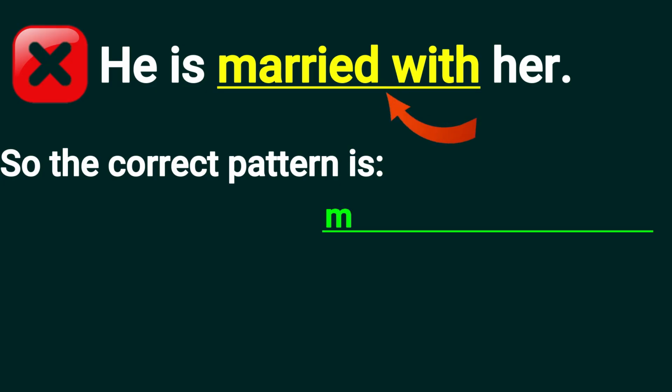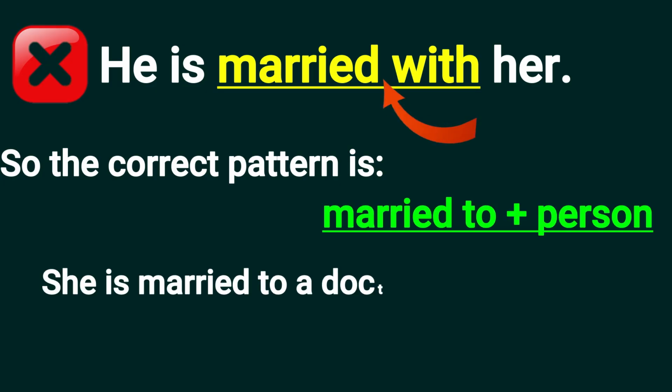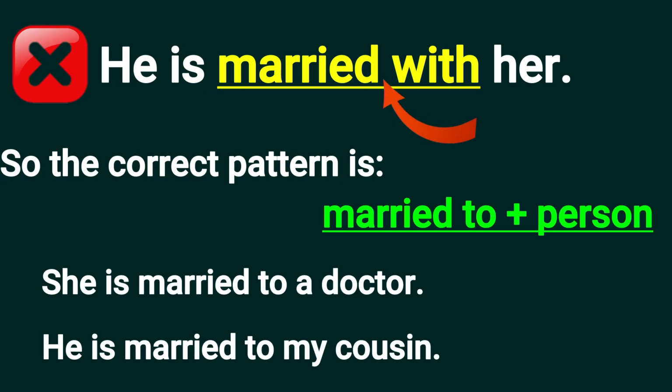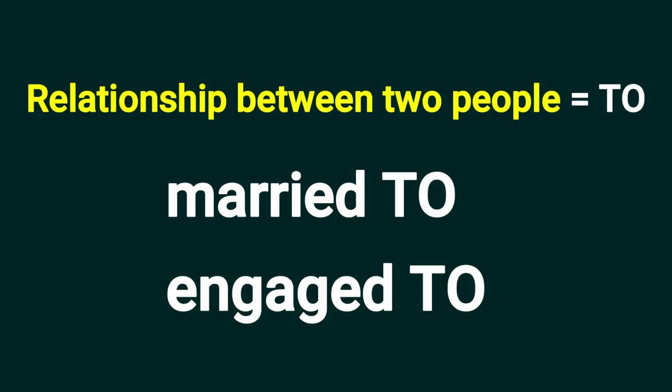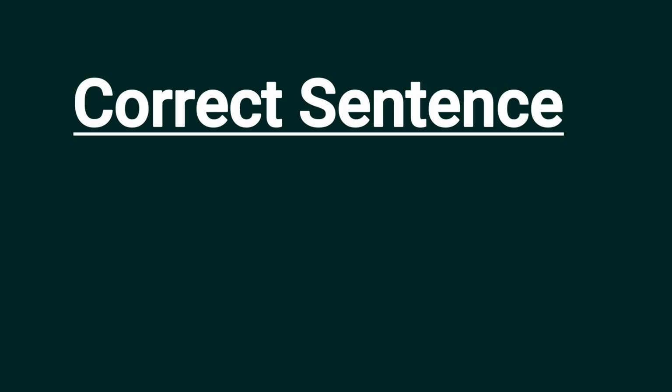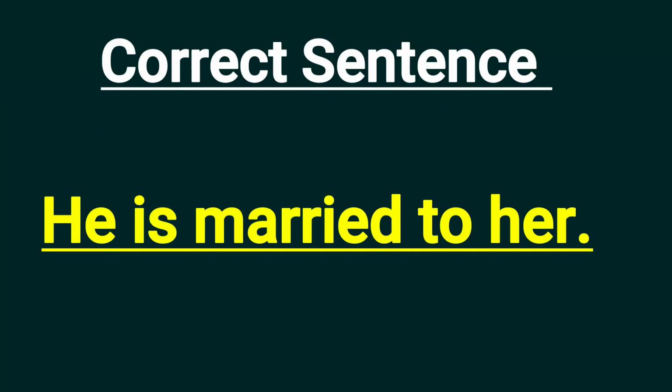So the correct pattern is married to plus person. She is married to a doctor. He is married to my cousin. Let's understand more: for a relationship between two people, always use "to", like married to, engaged to. The correct sentence is: he is married to her.